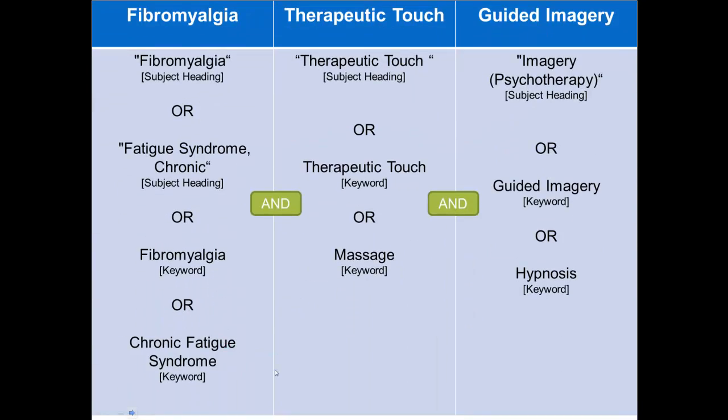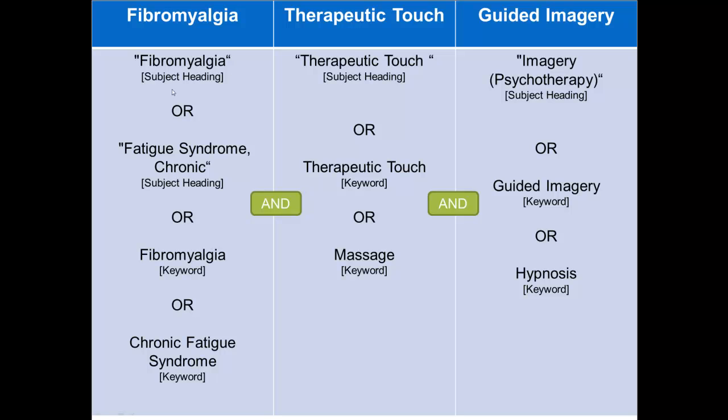Now, going back to the example I had earlier where we discussed trying to help a patient with their pain issues by using an alternative therapy such as therapeutic touch or guided imagery, you may end up with something that looks like this. When it comes to fibromyalgia, you may search it as fibromyalgia with a subject heading, or chronic fatigue syndrome, or fibromyalgia as a keyword, or chronic fatigue syndrome as a keyword. All of these are related terms, different ways to approach the same condition. The reason you see chronic fatigue syndrome in here is that in the literature, many times chronic fatigue syndrome and fibromyalgia are discussed as one and the same or are very closely related.